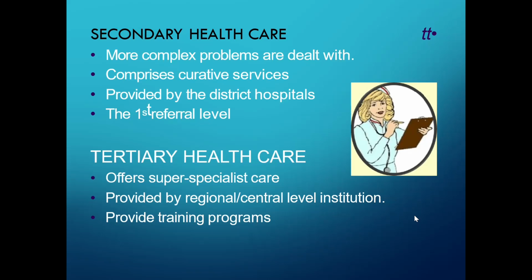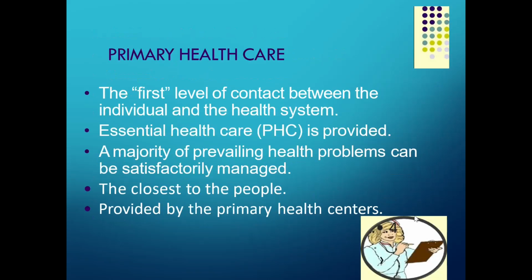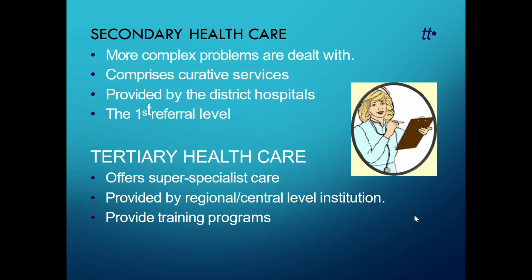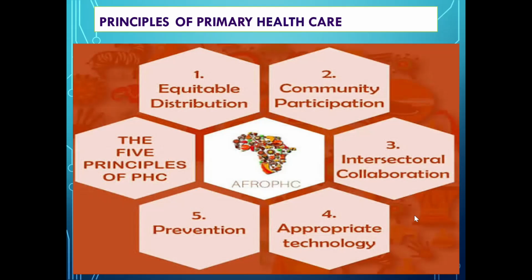So we have seen three levels of healthcare: primary healthcare, the first level of contact where prevailing diseases are tackled; secondary healthcare, where more complex problems are dealt with; and tertiary, for the more advanced diseases, cancer, and all these kinds of higher disorders.